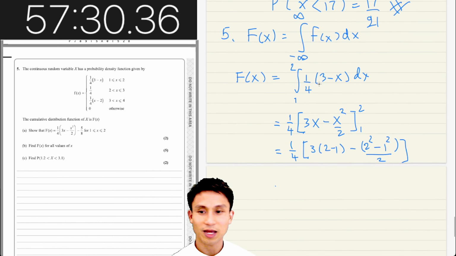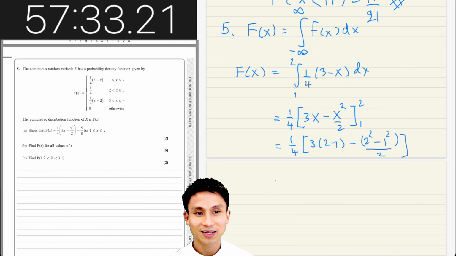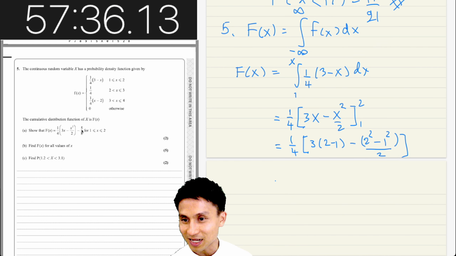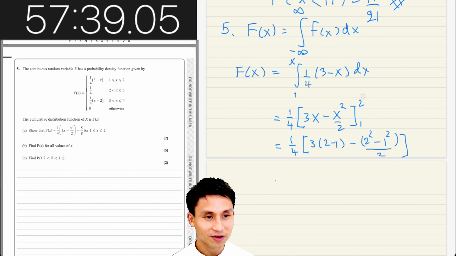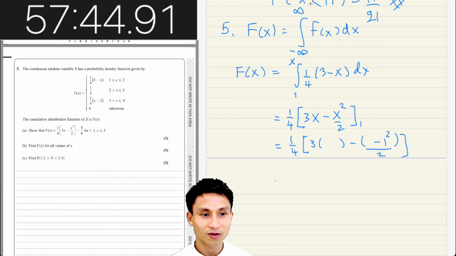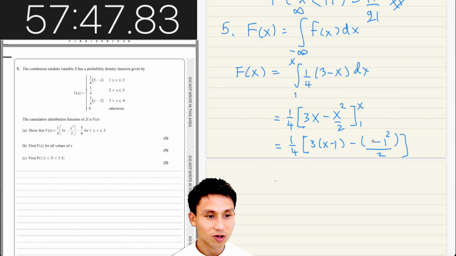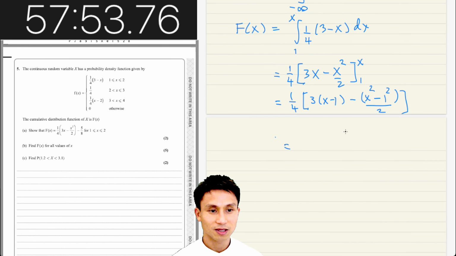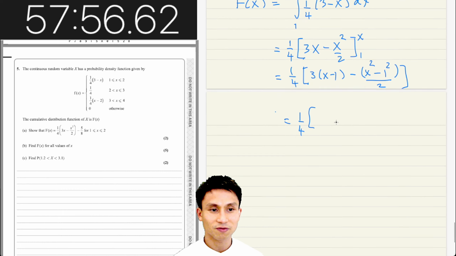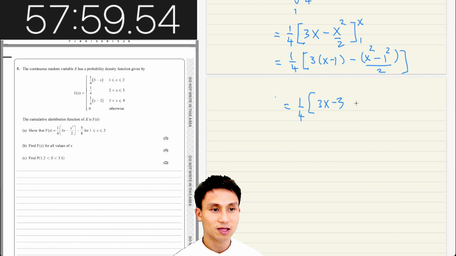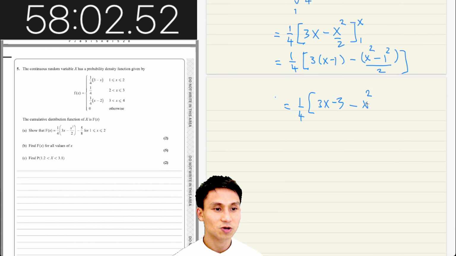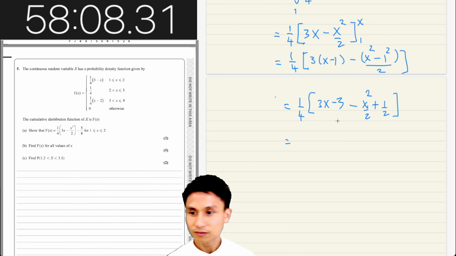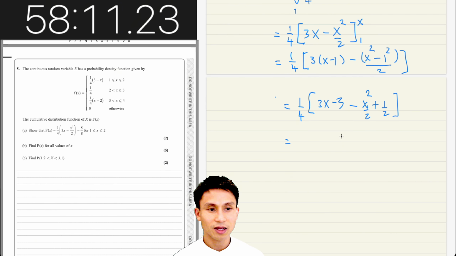Wait, hang on. What am I doing? Sorry, I need to put x here because they need the function. So I have x here, and I've got to do x here and x here. So x minus 1, and x squared minus 1, like that. Just the same thing, but you put x in. Expanding everything and simplifying the brackets, we get 3x minus 3 minus x squared over 2 minus, so it's a plus 1 over 2, right? Just trying to get what they want there.